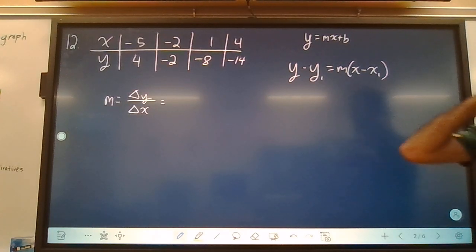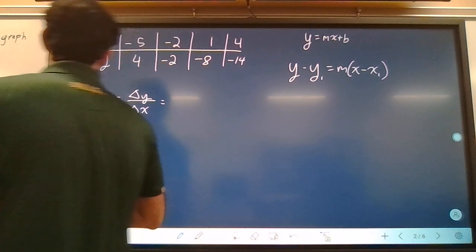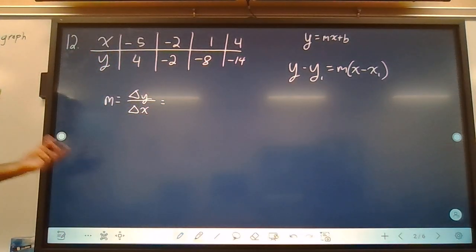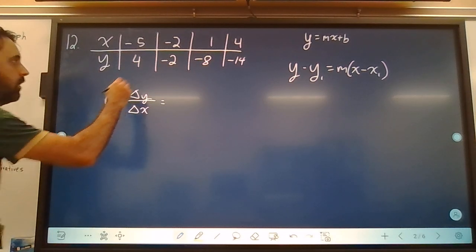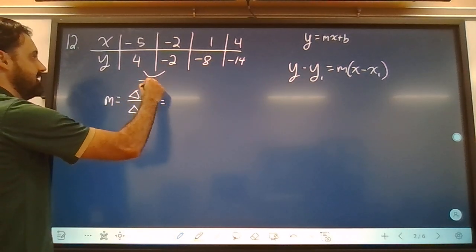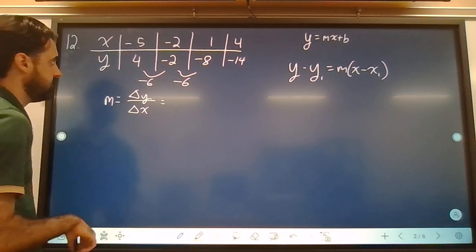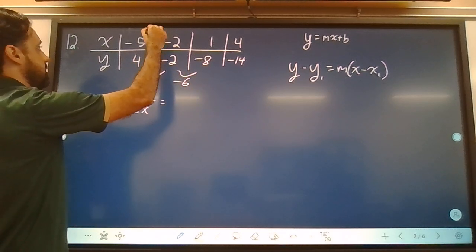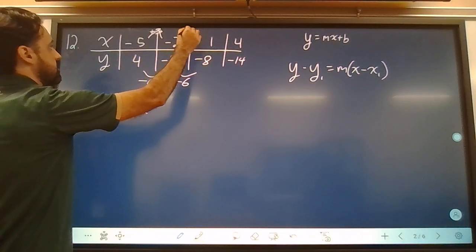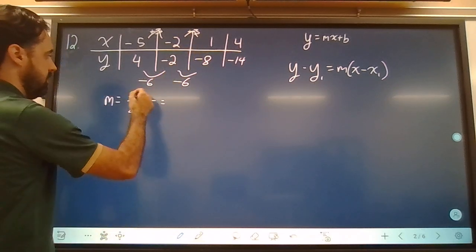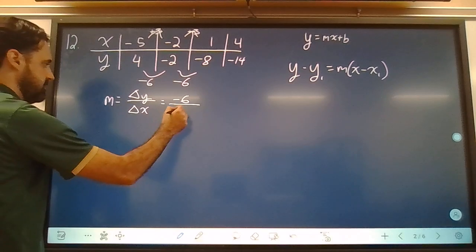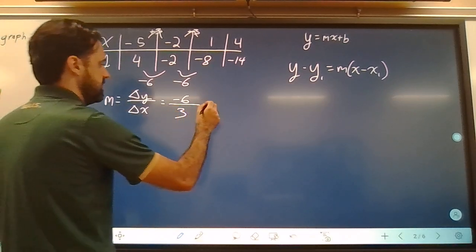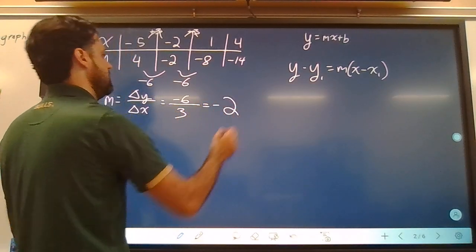All right, 12 is the same thing, but this time we're given a table. And if you're given a table, you can still use the formula from last time for slope, or you could just calculate the change in y over the change in x. Well, our y values are decreasing by 6 each time, while our x values are increasing by 3 each time, plus 3 plus 3. So the delta y, or the change in y, is -6. Change in x is +3. 6 divided by 3 is 2, so our slope is -2.